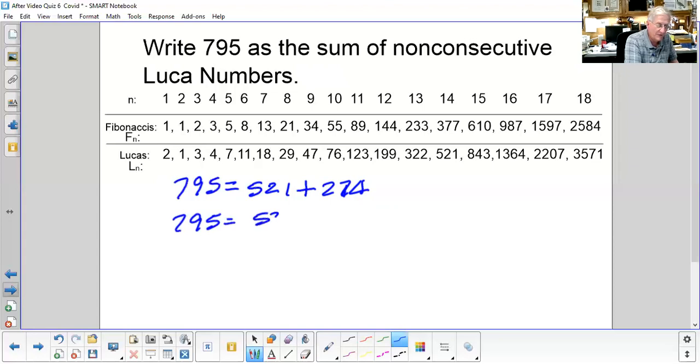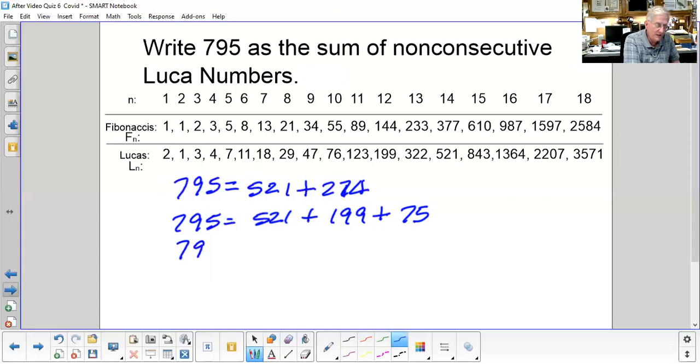795 equals 521 plus, now what am I going to replace 274 with? Well, the largest Lucas number smaller than 274 appears to be what? 199, right? So I write 199, and I subtract 199 from 274 to see what I have left over. And it appears I have 75. Now, I'm all finished if 75 is a Lucas number. 76 is, as you can see on my list there, but 75 is not. So I got to keep going.